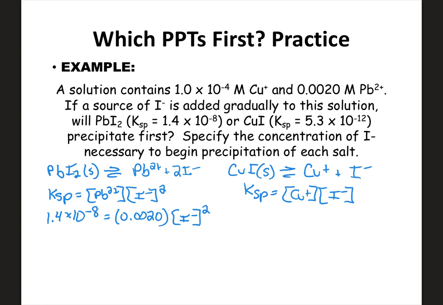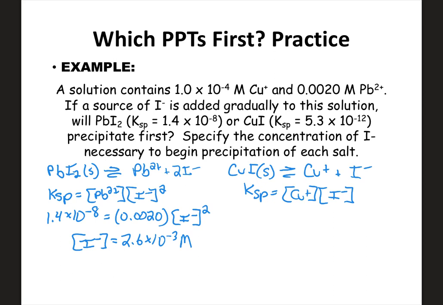So when I solve this for the concentration of the I minus, you do the math here, and you should end up getting the concentration of the I minus to be equal to 2.6 times 10 to the minus third molar. Okay, so that is the concentration of I minus that would be needed here to precipitate out the PbI2.